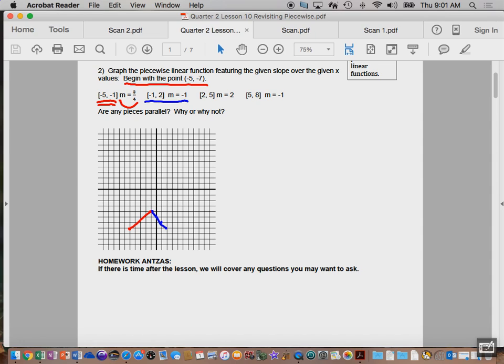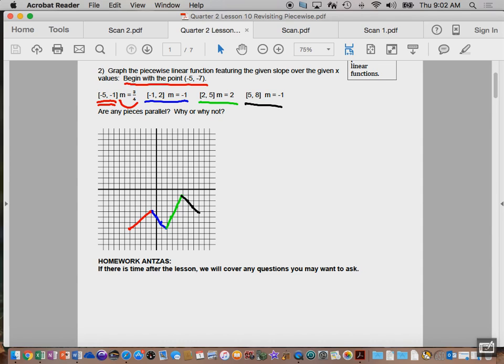Next, I'm going to go up until x is what? Next section, guys. Where do I go? Up until x is 5. And what is the slope I use? 2. So I'm going to go up 2 over 1, up 2 over 1, up 2 over 1. X is now 5. My last piece, I go until x is what? 8. And what slope do I do? Down 1 over 1, down 1 over 1, down 1 over 1. That's my piecewise graph.